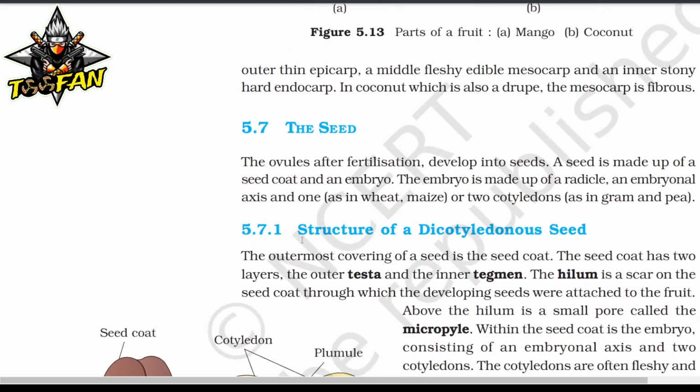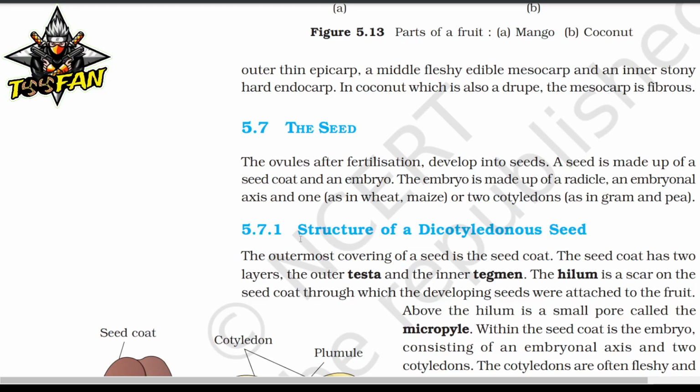The seed. The ovules are, after fertilization, developed into seed. A seed is made up of a seed coat and embryo. Embryo is made up of a radicle and embryonal axis and one cotyledon, as in wheat and maize, or two cotyledons, as in gram and pea.